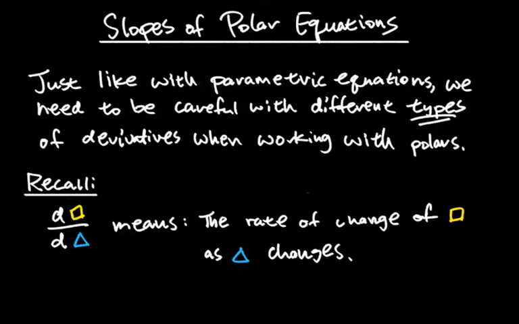Alright, hello class. So in this video we're going to be going over slopes of polar equations. Just like with parametric equations, we need to be careful with different types of derivatives when we're working with polars. So recall first of all just notation, d something d something. So d square, d triangle means the rate of change of whatever that square is as x changes.